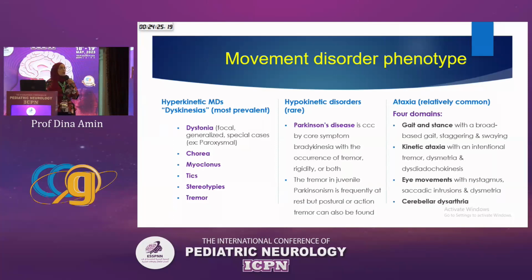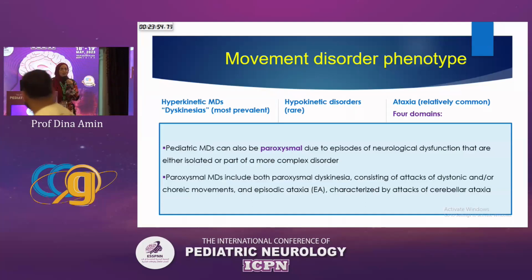And then we come to the ataxia again, which is neither hyper nor hypokinetic. And this is a relatively common disorder in the pediatric age group. And it has 4 domains, whether we have gait and stance with a broad-based ataxic gait, swaying gait, and staggering, or we have the kinetic ataxia with intention tremors, dysmetria, or dysdiadochokinesia. And we can have also eye movements with nystagmus or saccadic intrusions and dysmetria, or cerebellar dysarthria.